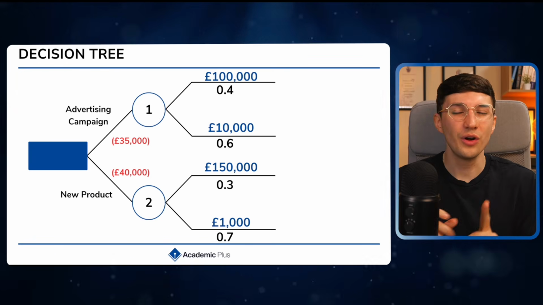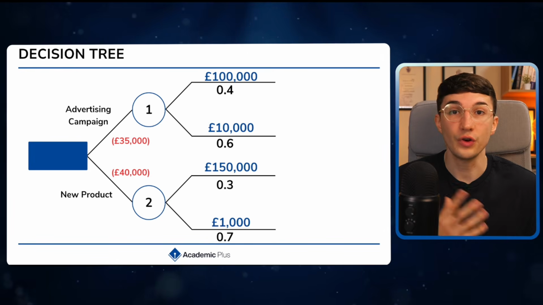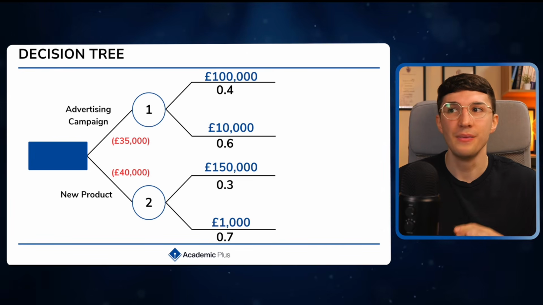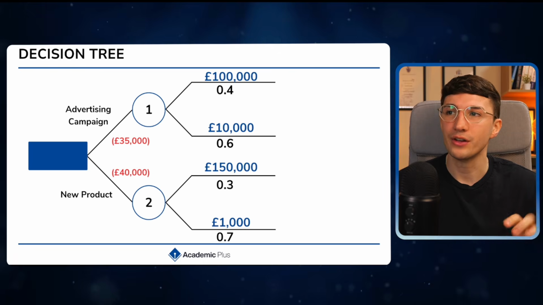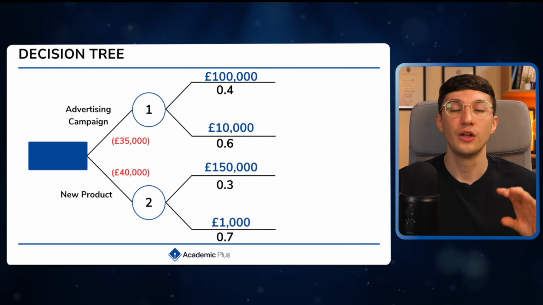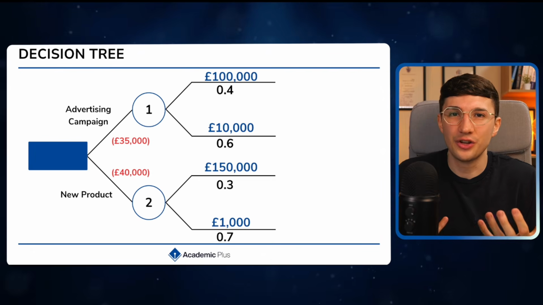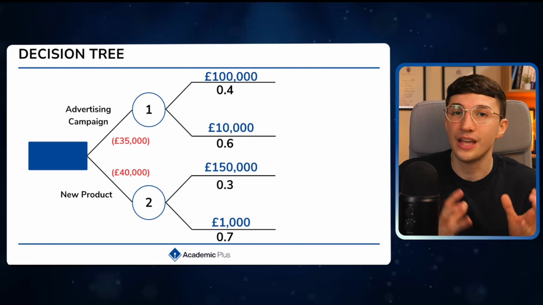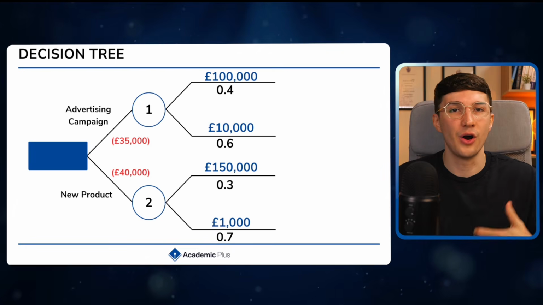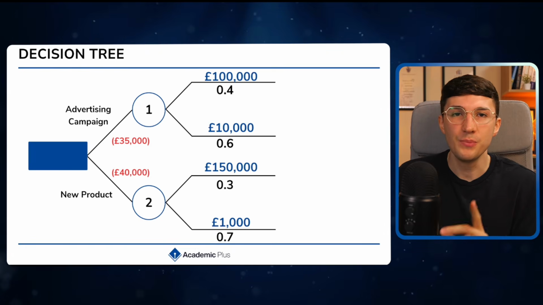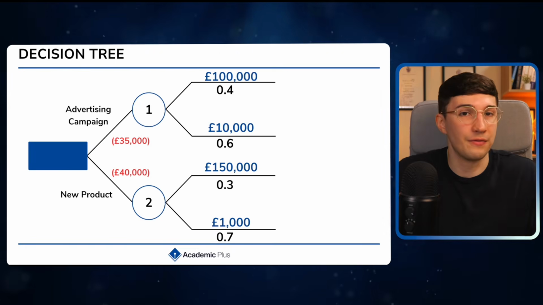But what's interesting about this specific decision tree, and it may be replicated in your exam, is that actually you're comparing a market penetration strategy to a product development strategy from Ansoff's matrix. Now, as you could imagine, the product development strategy typically carries more risk than the market penetration strategy. So keep your eye out for that in your exams if they do test on it.